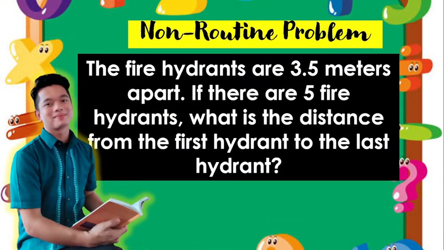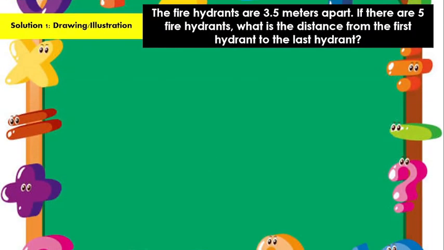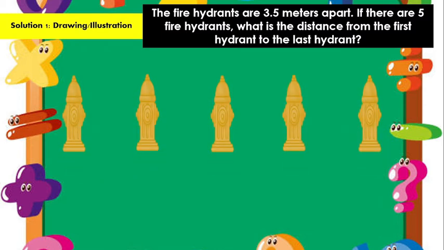Now for our problem, the fire hydrants are 3.5 meters apart. If there are 5 hydrants, what is the distance from the first hydrant to the last hydrant? For our solution 1 is the drawing and illustration. Since we have 5 hydrants, we have to put there 5 hydrants.